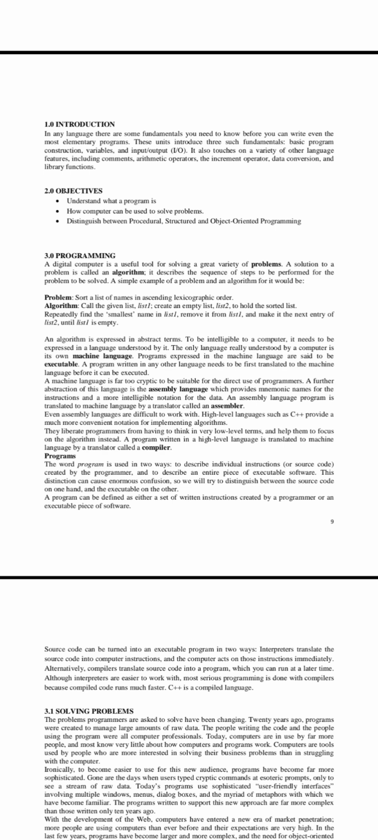The assembly language. If we read the second paragraph there in item 3.0: an algorithm is expressed in abstract terms. To be intelligible to a computer, it needs to be expressed in a language understood by it, the computer. The only language really understood by a computer is its own machine language. Whether you go from here to anywhere in the world, that is the only language the machine understands. Machine language: zeros and ones.